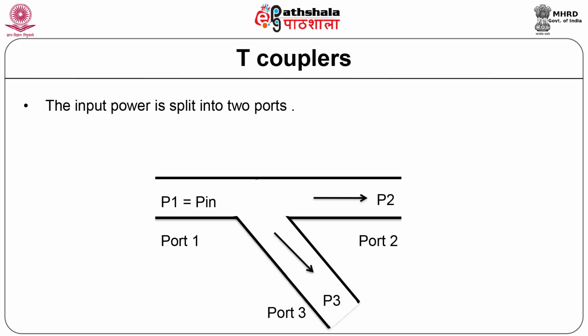The most important term associated with a T coupler is its directivity. The directivity of a T coupler is defined as the power ratio between one port and another port, which is 0 for an ideal directivity ratio.